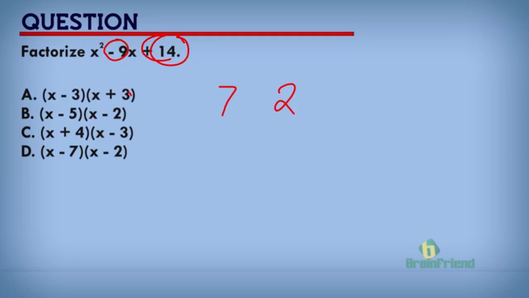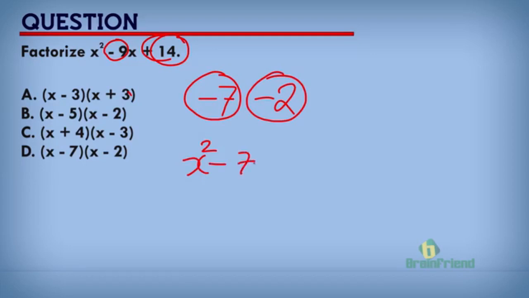But then we need to know how to place our signs, because we have minus 9 and not just 9. So we have minus 7 and minus 2. Minus 7 times minus 2 will give us plus 14. And then minus 7 plus minus 2 will give us minus 9. So this fits, okay, into the numbers that we seek. And then we go ahead to rewrite our expression as x squared minus 7x minus 2x plus 14.